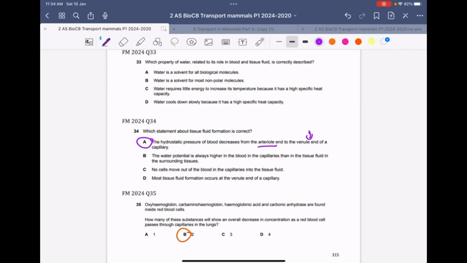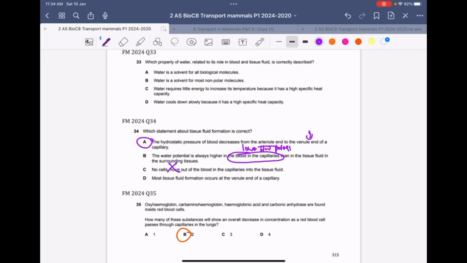Because of the presence of plasma proteins in the blood capillary, sometimes the blood capillary has a lower water potential as compared to the tissue fluid. So the water will diffuse by osmosis from the tissue space into the blood capillary. And then the option that no cell moves out of the blood capillary into the tissue fluid is also incorrect.